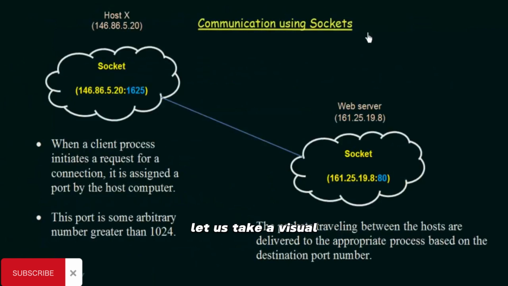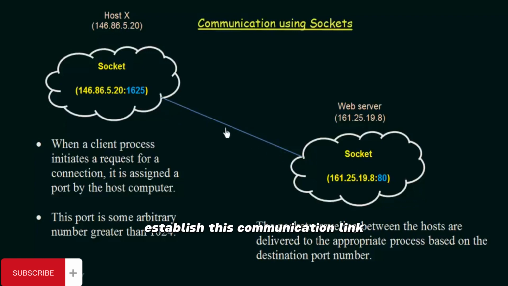Now moving on, let us take a visual example and see how communication using sockets takes place. In this diagram, I have the first part, which is the host, and the second part, which is the web server. Think of this as the client, and this as the server. The client wants to request something from the server, and the server has to fulfill that request by giving whatever the client asked for. So in order for that to occur, we need to have a communication link between the server and the client.